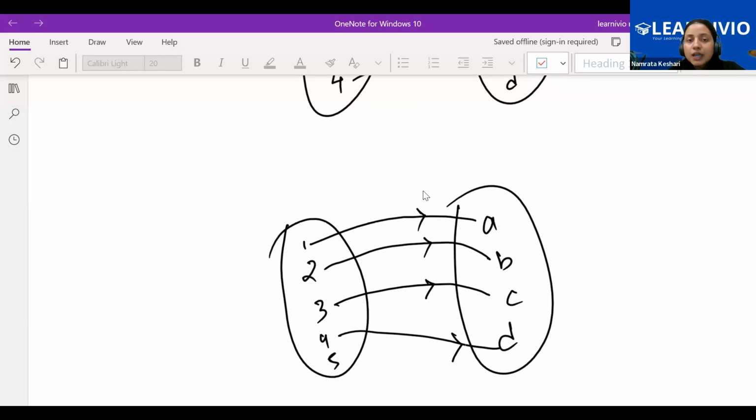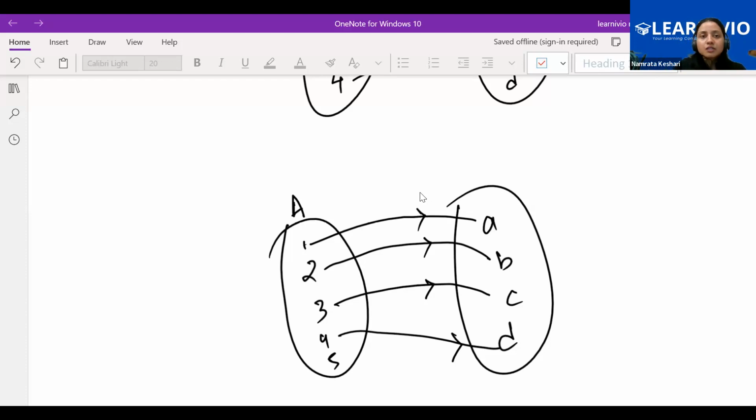Each and every element of the first set must have its image. The output which we were saying in the previous class, we can also call it image. Each and every element from the first set has its image, its output, in the second set, and then only we will call it a function. Is that the only criteria to be a function? No, that is not the only criteria.